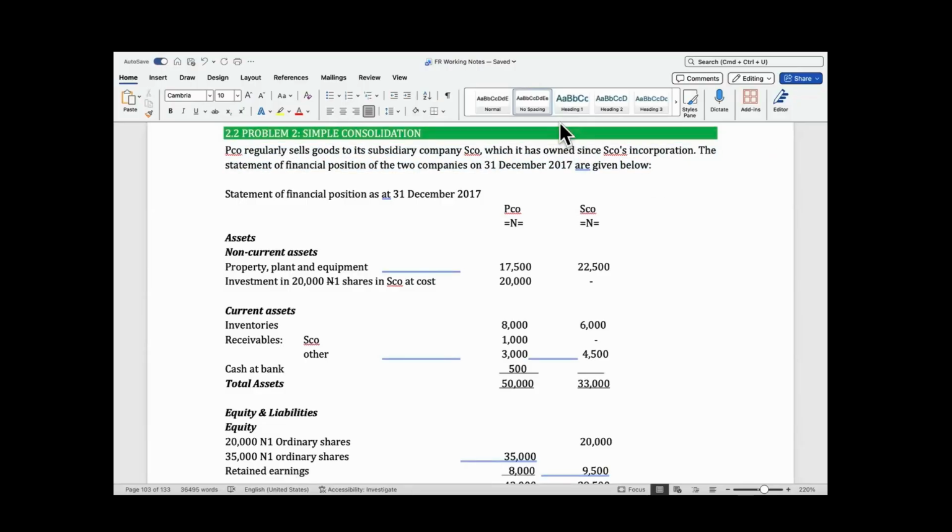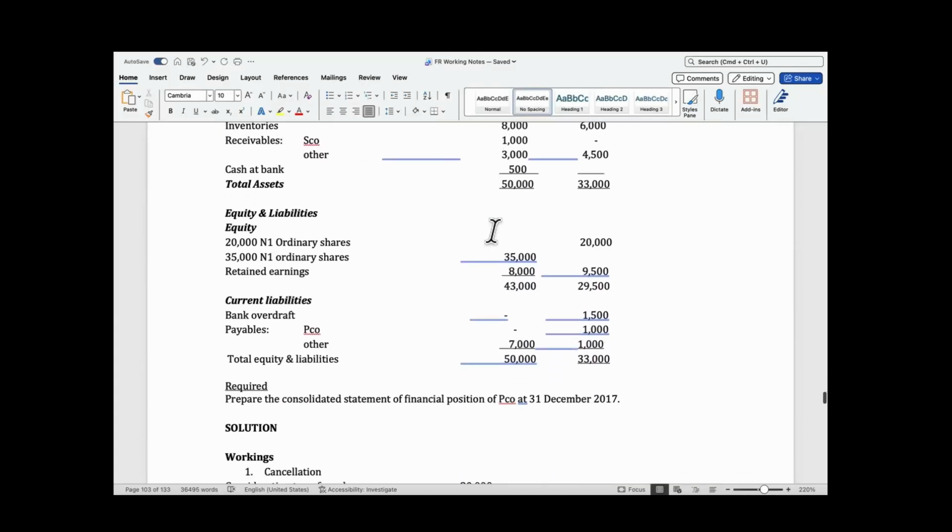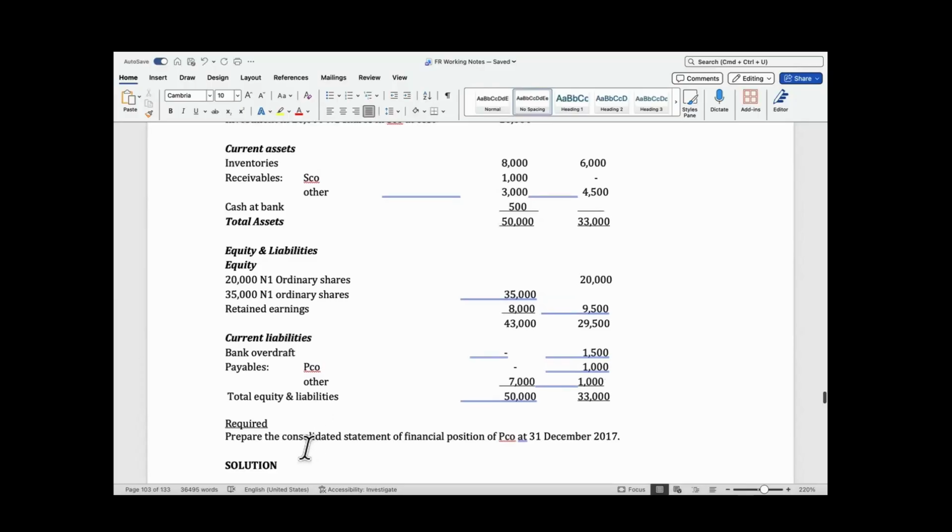PICO regularly sells goods to its subsidiary company, ESCO, which it has owned since ESCO's incorporation. The statements of financial position of the two companies on 31st December 2017 are given below. All figures are assumed to be correct. Required: prepare the consolidated statement of financial position of PICO at 31st December 2017. Okay, thank you very much.